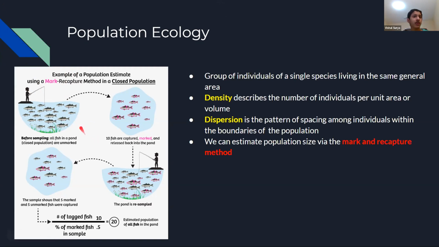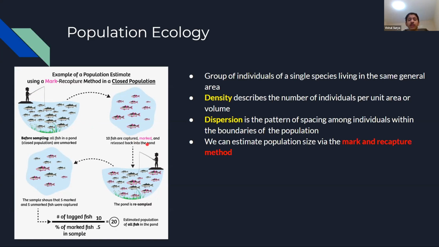Here we see all fish in the pond are unmarked, so just normal fish in a pond. For the mark and recapture method, we pretty much have to assume that other organisms aren't coming in, aren't leaving, aren't dying, and aren't being born. So it's a rough estimate. Here, let's say the fisher person caught 10 fish. So they mark them with a tag or a marker, some way that they can tell if they see that fish ever again, it would be marked.